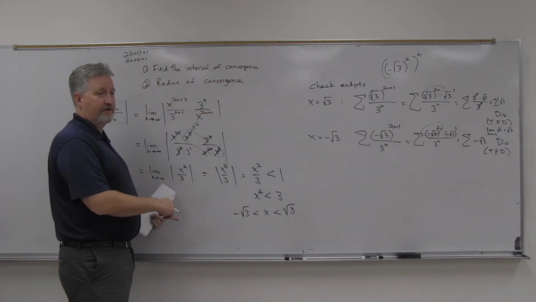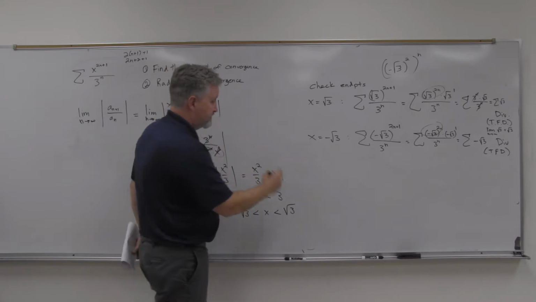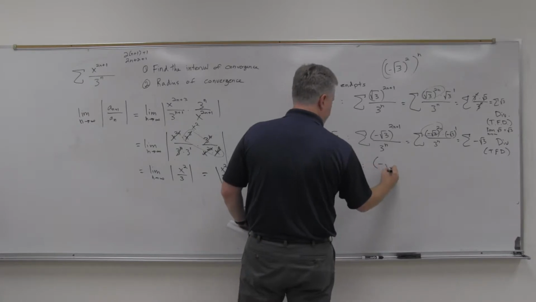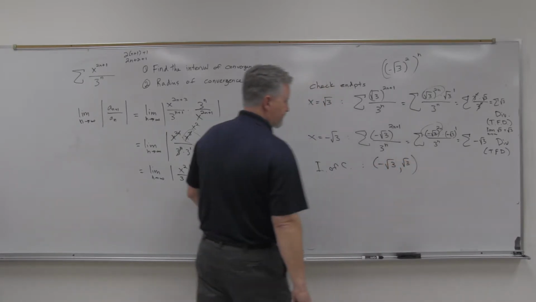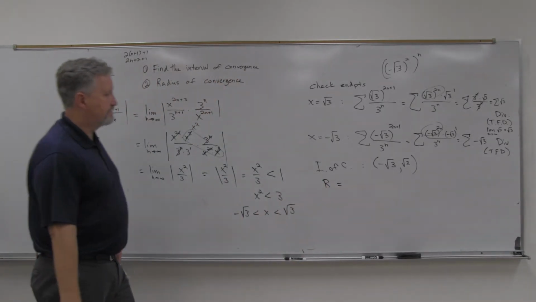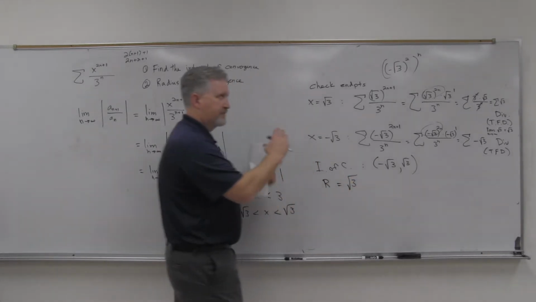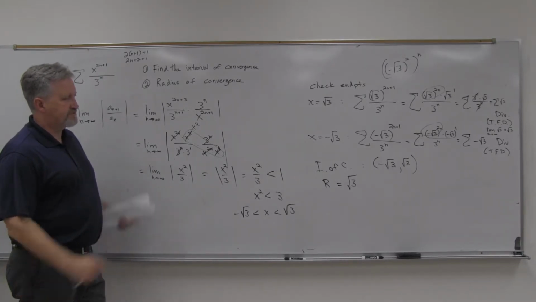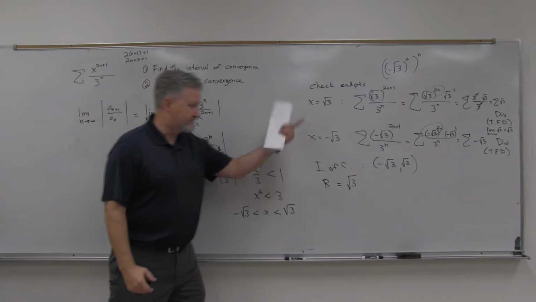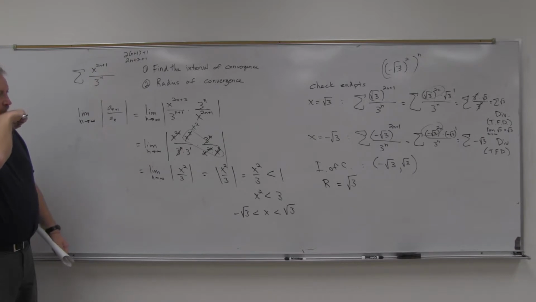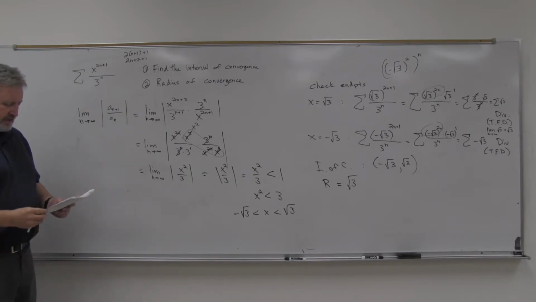So neither one of the endpoints work, and so that turns out to be the interval of convergence. Negative square root of 3, positive square root of 3, however you want to write it. And then that makes our radius of convergence r, well, it'd be square root of 3, wouldn't it? Because that is just the radius, the distance from the midpoint is how we would find it, but that's obviously going to be square root of 3 there.